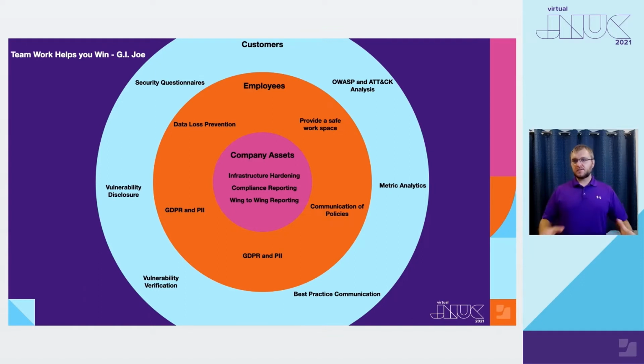And then outside of that, the next one is taking care of your customers as well. So here we take care of both inbound and outbound security questionnaires. So that's handling things like, hey, I noticed that you guys are not using a standard algorithm, or can you make sure that you're using what other TLS services are available? A bunch of these are vulnerability disclosure and also verification.